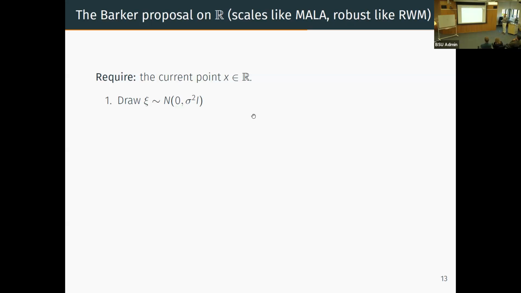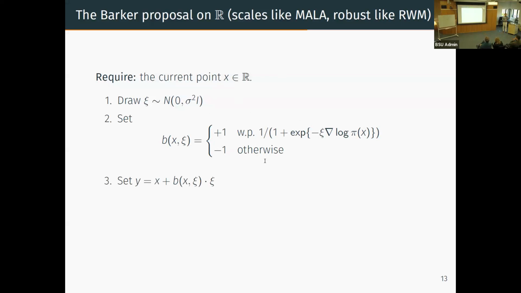But it works in the following way. To generate the next state in my Markov chain, I'm going to draw some zero mean symmetric innovation, just like I would in the random walk Metropolis. But then I'm also going to have this random variable b, which takes the values +1 and -1. And it takes the value +1 according to some probability. And then my proposal is going to be the current point plus b times xi.